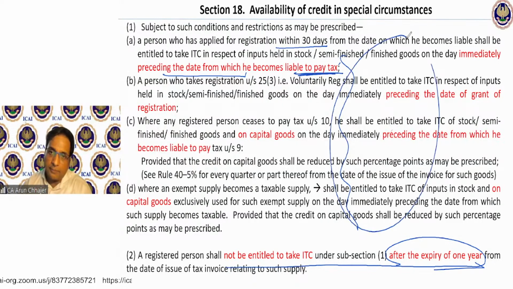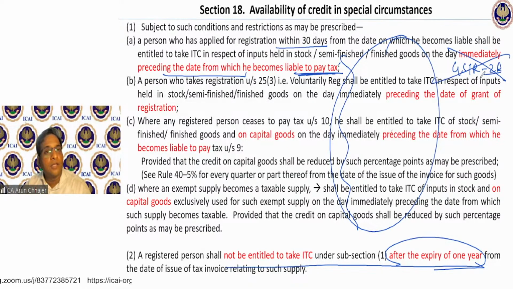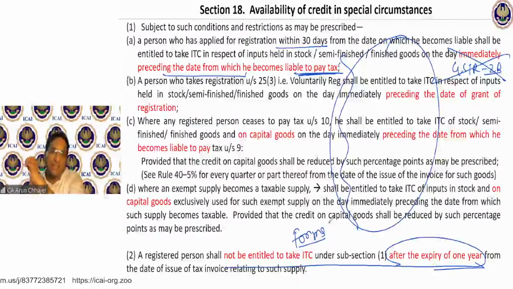For all this purpose, how is the ITC to be taken? Will it appear in GSTR 2B? Answer is no. It will not appear in GSTR 2B. How can I take the ITC? There are certain forms which are not applicable for our exam purpose. These ITC would be taken through certain forms like ITC 1, ITC 2, ITC 2A. So you can take the ITC by filing the form. This ITC will not be routed through GSTR 3B.